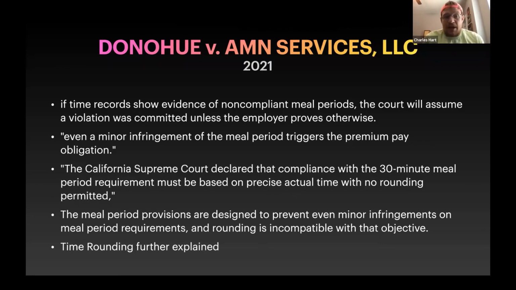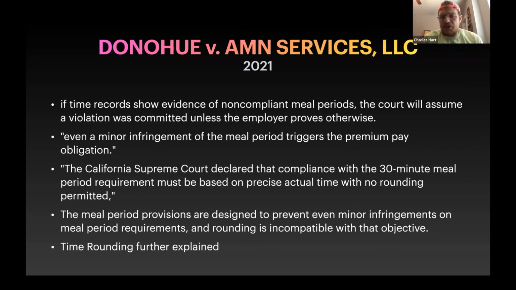Well, first of all, if time records show evidence of non-compliant meal periods, the court will assume a violation was committed unless the employer proves otherwise. Now, in this case, AMN Services was able to go through and show all of the times when the time wasn't rounded, that there wasn't a violation, and that helped protect themselves some. But in all the cases where there was rounding, the rounding was not favorable, it didn't go well for them.